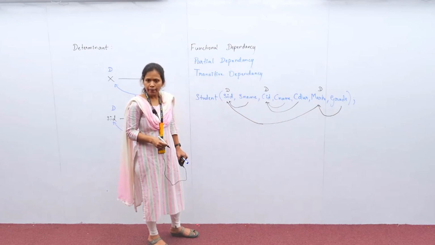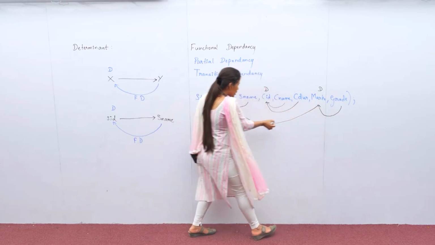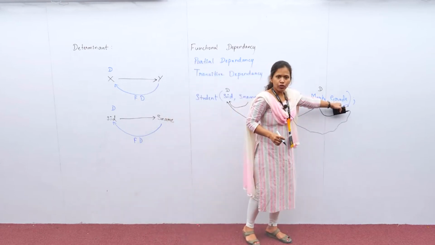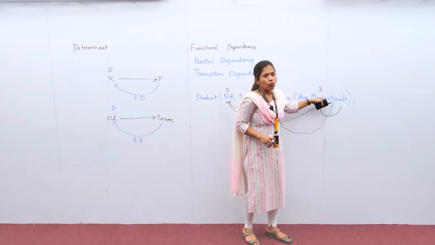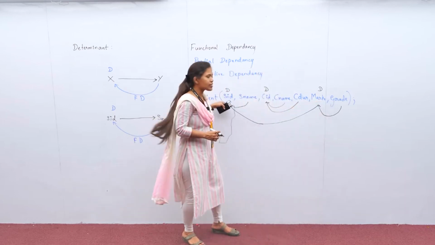All of you are getting it? Grade is dependent on marks, but marks is again further dependent on student ID. So what grade should I give to the student? Based on what marks the student has scored. Again, what marks has the student scored? For that, I should know which student it is.